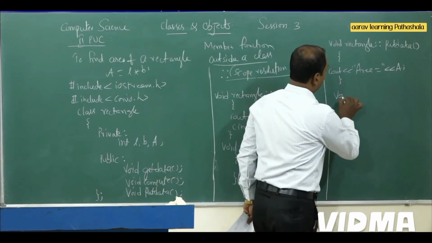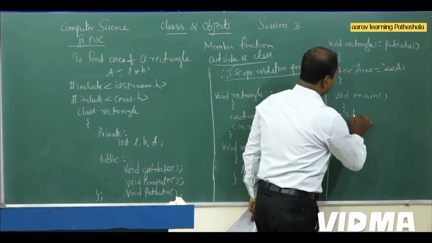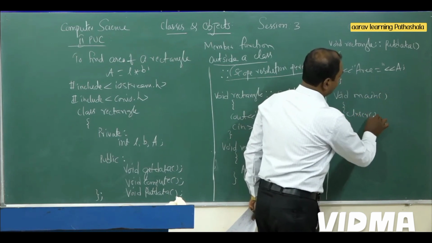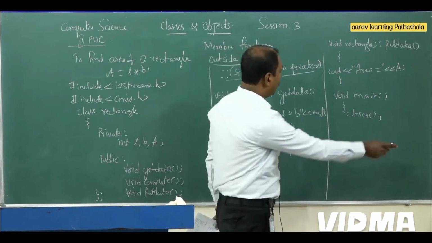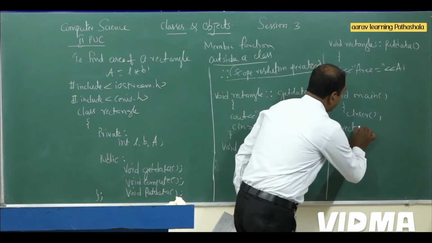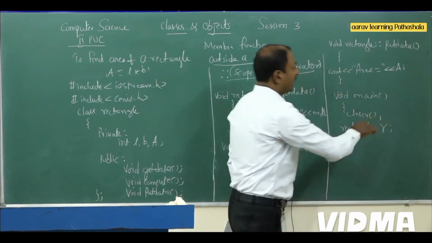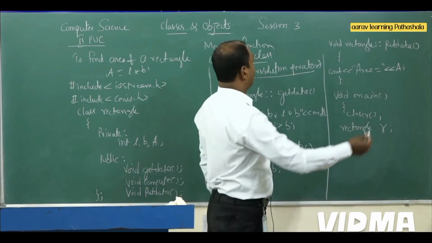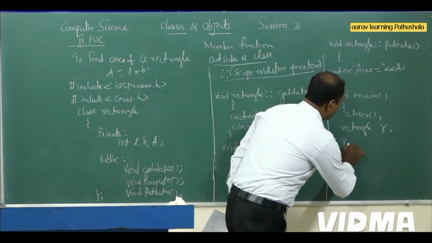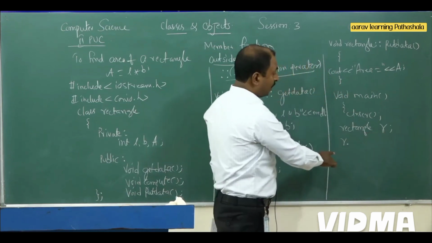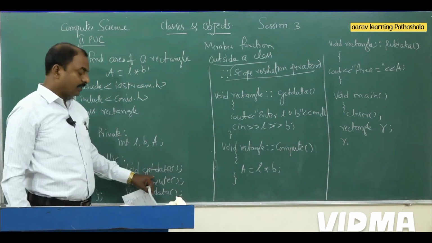This starts with void main function, CLRSCR. Again, the first step is creation of an object. Rectangle is the name of a class, so I write rectangle space R. R is an object for us. Now how do we call the functions one by one? In the same way, the name of the object is R, dot is the operator, and we have to call the functions in the same order.